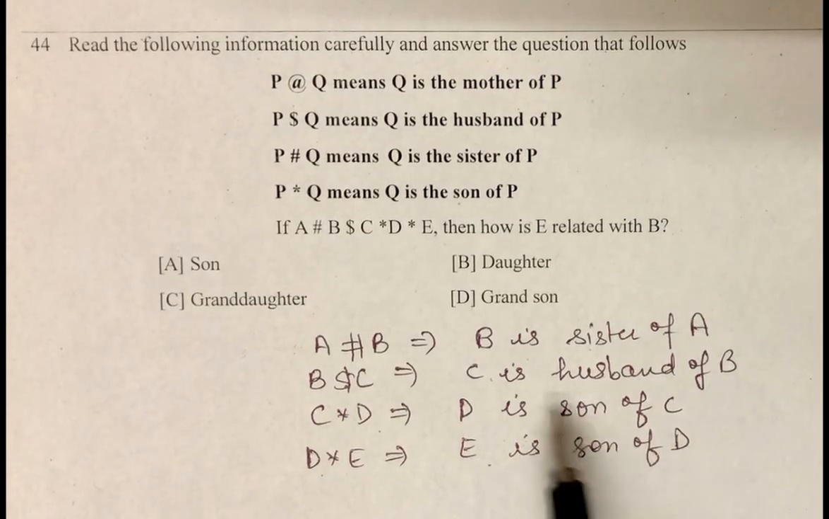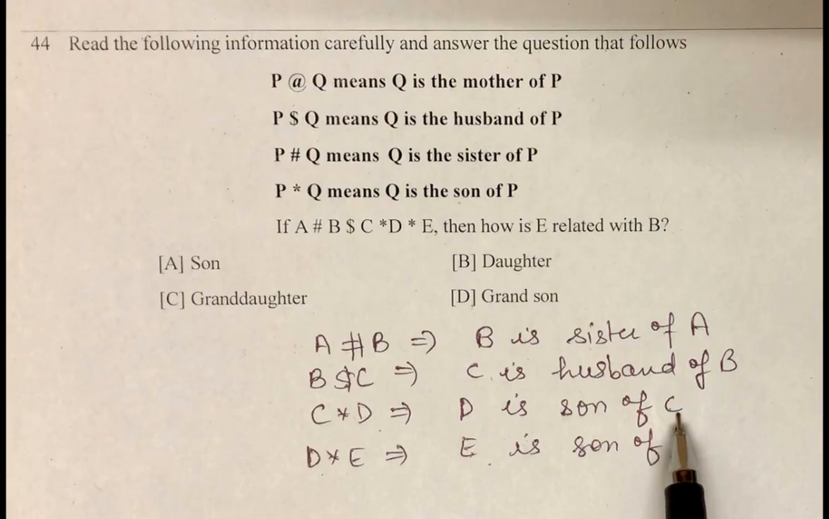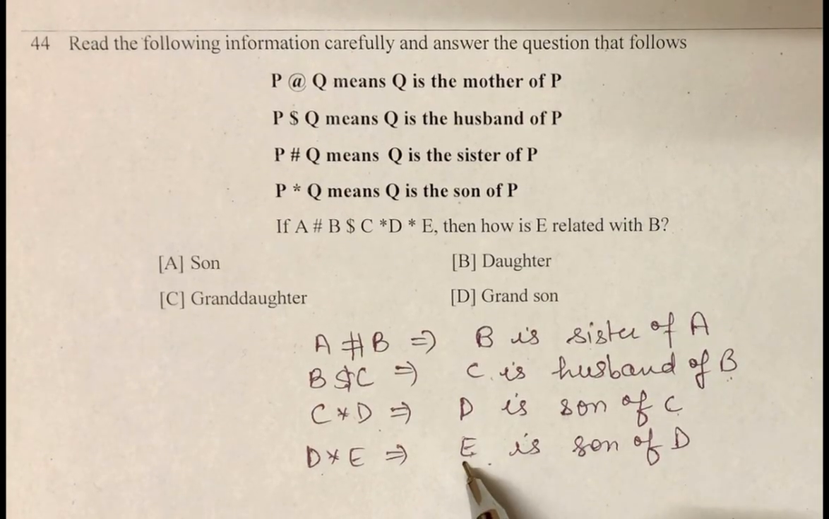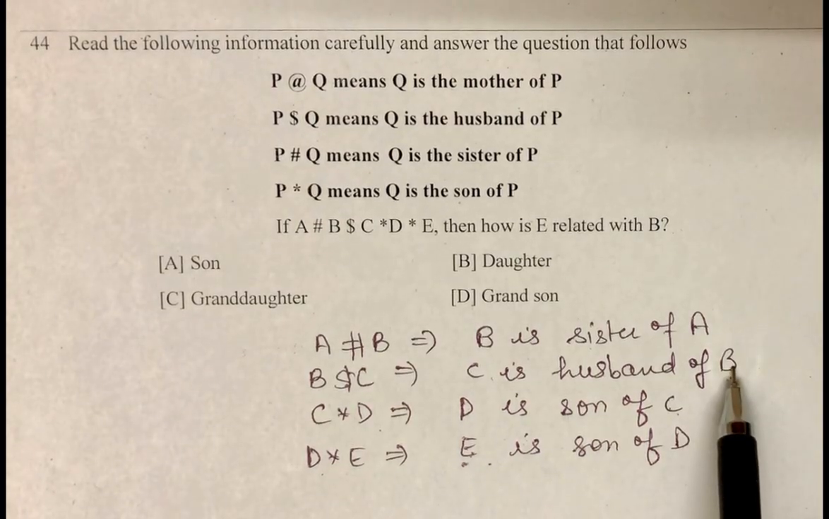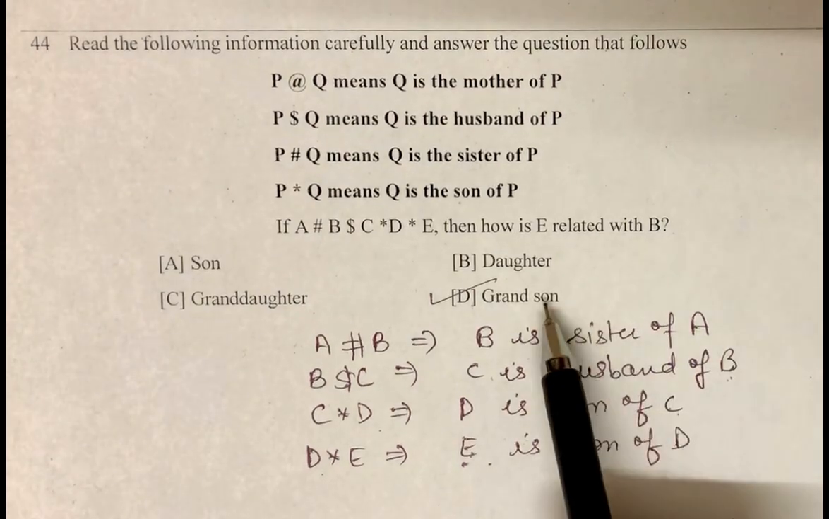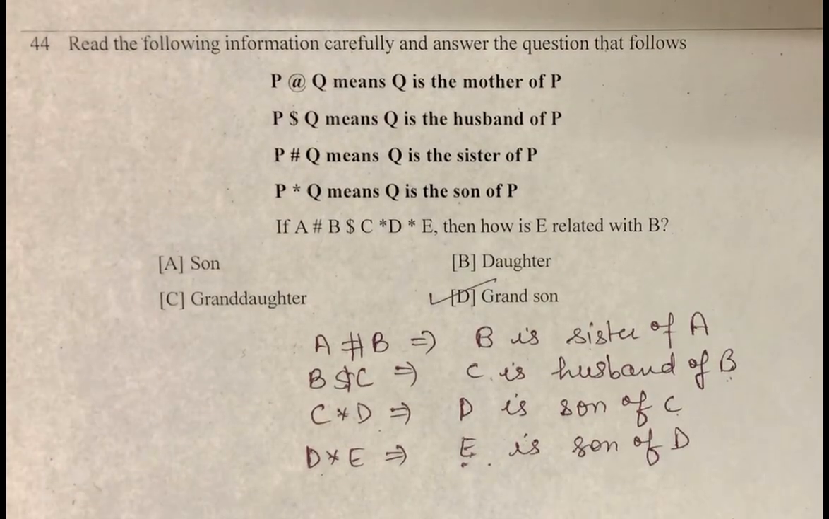E is son of D, D is son of C. So E must be grandson of C and C is husband of B. So B must be grandmother of E, or we can say E is grandson of B also. So our answer is grandson. E is grandson of B. So this solves question number 44.